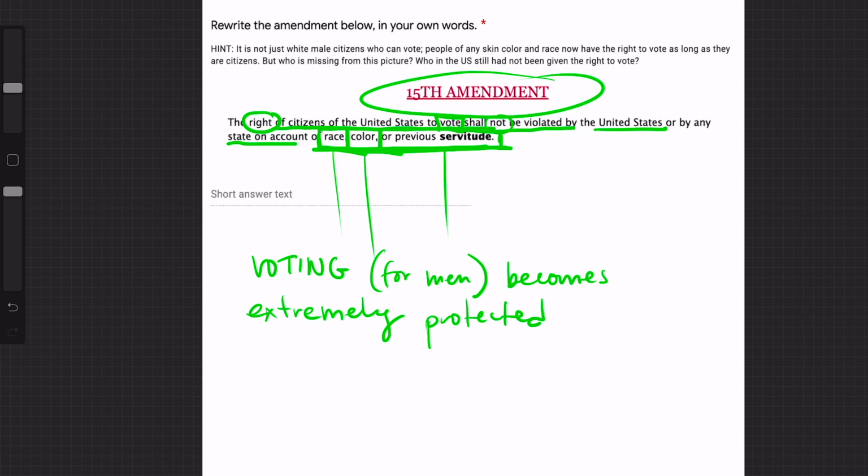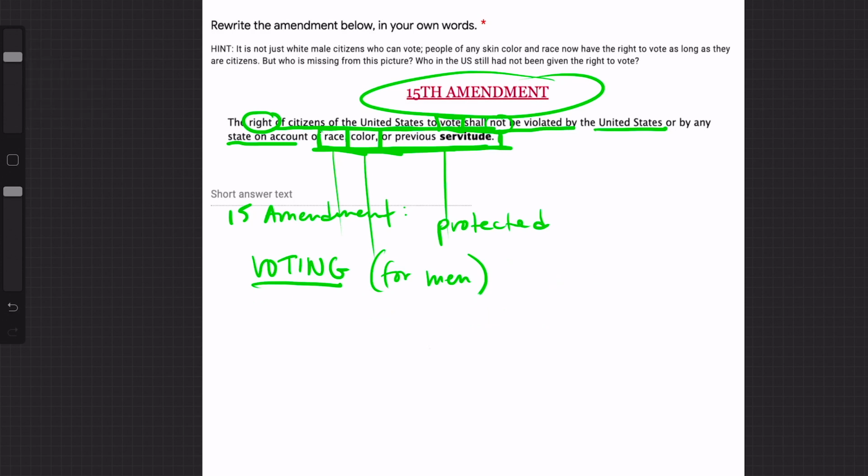So, 15th Amendment. What did it do? It protected voting for men. This I don't need to put since I'm wording it that way. Okay, the 15th Amendment protected voting for men, and then I'm gonna put regardless of race, color, or previous. That was pretty well worded right here.